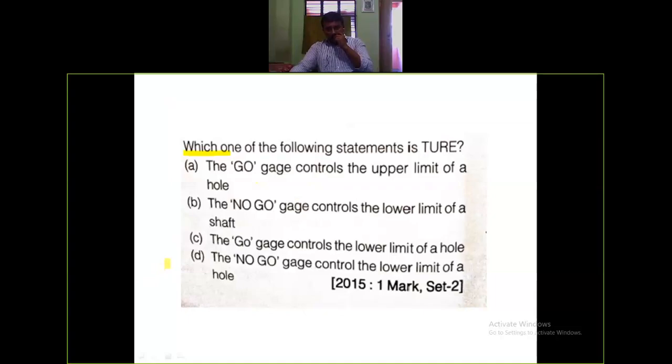If you look at the theory of the gauge, go gauge and no-go gauge, you will find the go gauge controls the lower limit. Go always stands for maximum metal limit, and at the maximum metal limit you get the lower limit of the hole. So the correct answer is C. This question was asked in 2015.